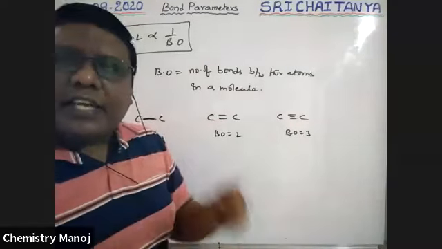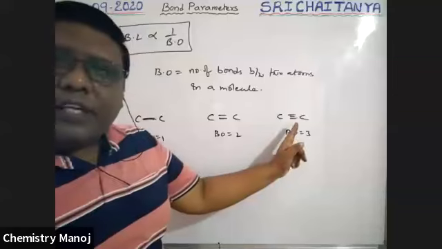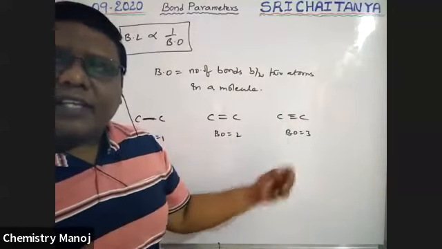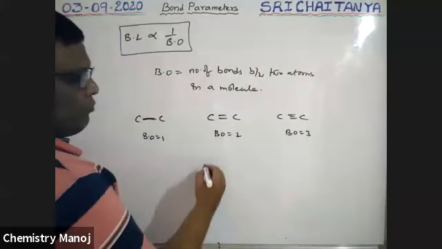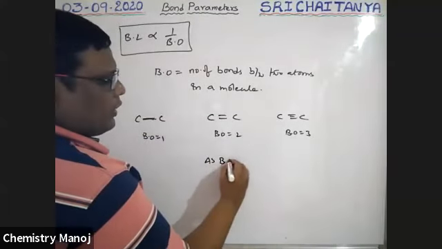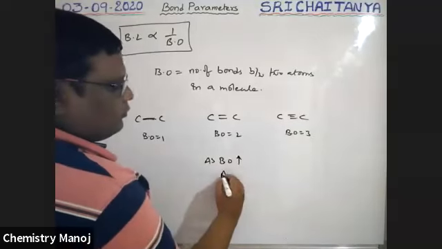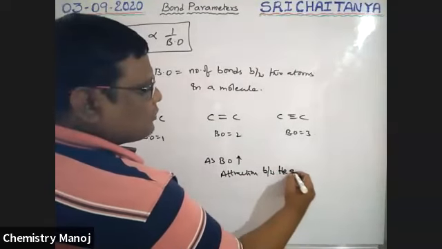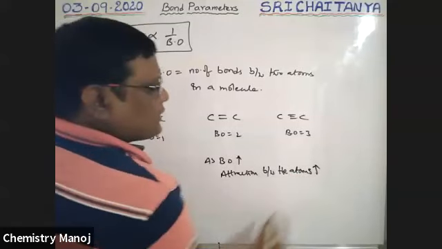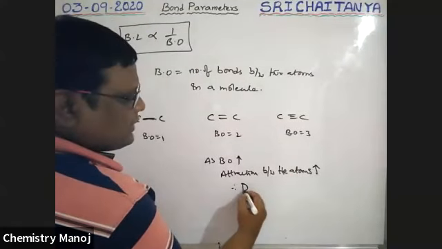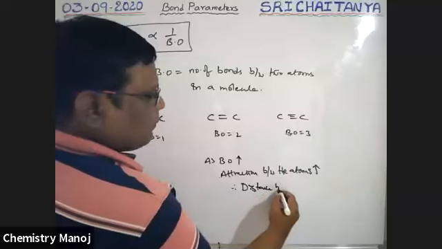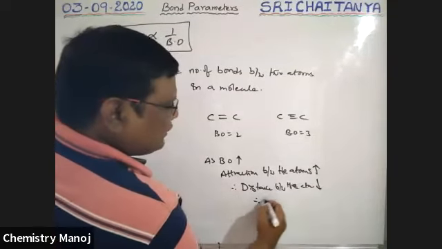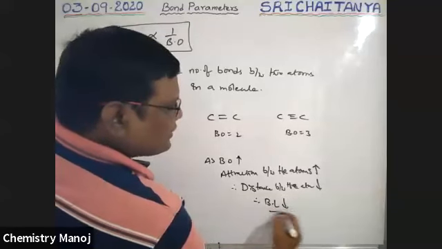As the distance decreases, length decreases. That means the more the attraction, the less the distance, and the less the bond length. As bond order increases, attraction between the atoms increases. Therefore, distance between the atoms decreases. Therefore, bond length decreases.